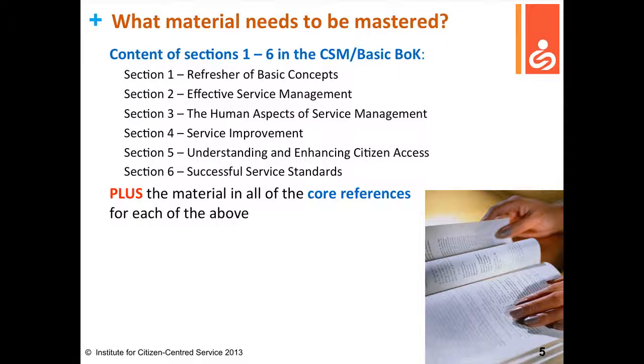If anyone is having difficulty getting to the core references, please do be in touch with ICCS and let them know so that they can make sure that you have access to all of them. I did check it several times when I was in Abu Dhabi, and I was able to access them. So I'm pretty confident that you'll be able to get into that material.